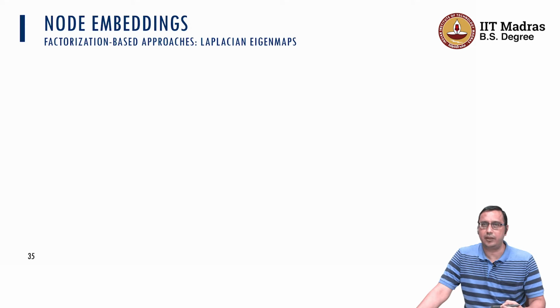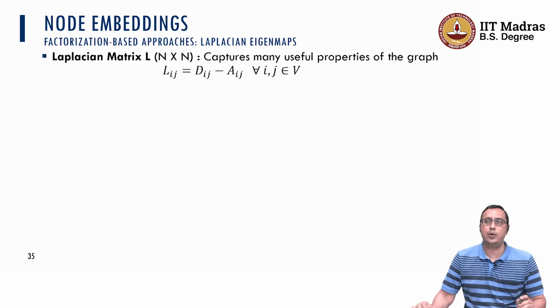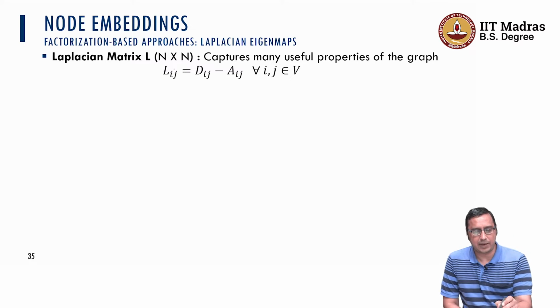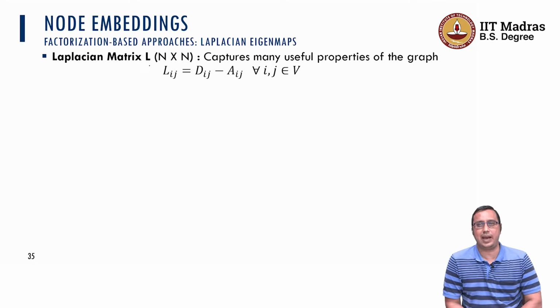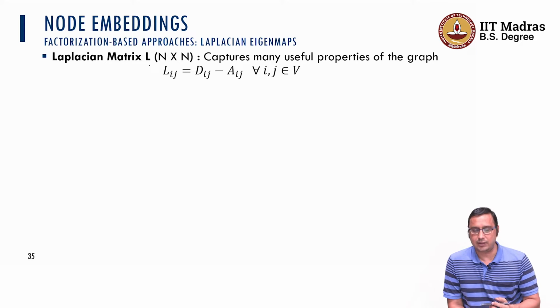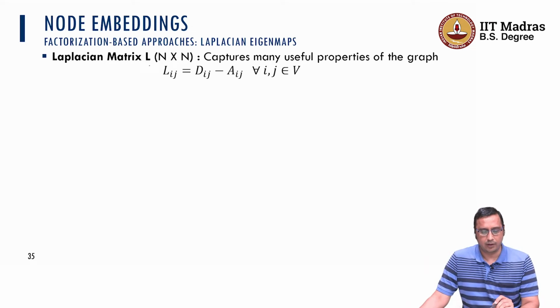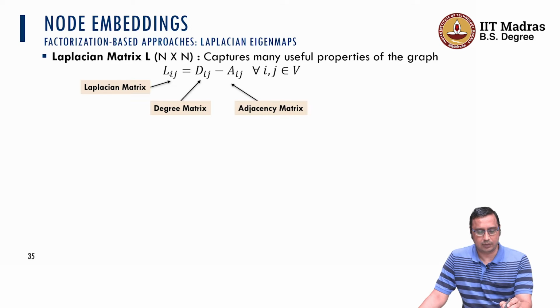Now there is another method which uses Laplacian eigenmaps to perform the factorization based approaches. Here, first we look at what the Laplacian matrix L is. The Laplacian matrix L is an n cross n dimensional matrix which captures many useful properties of the graph. It is widely studied, and it is a matrix which can be constructed using the graph in the following manner.